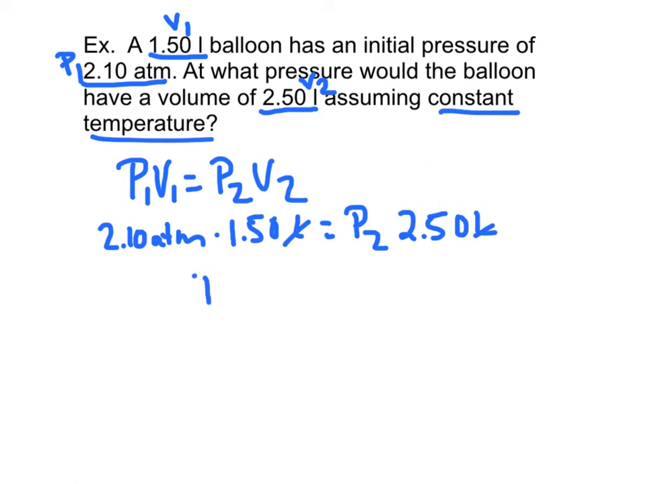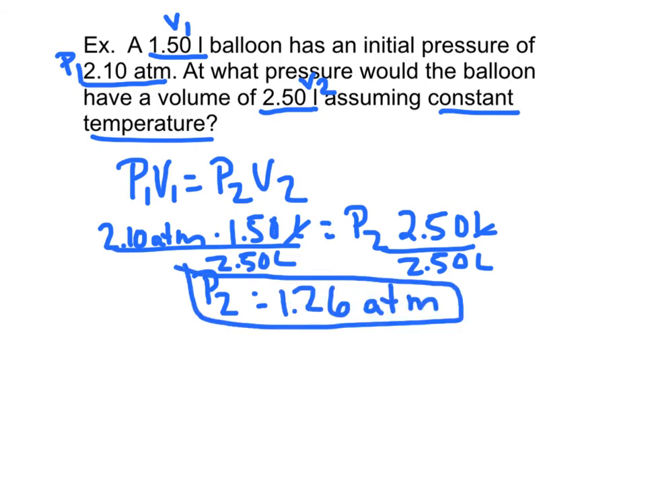In order to get the P all by itself, I have to divide both sides by 2.50 liters, so that's over 2.50 liters, and I end up with 1.26 atmospheres. Now, I did that in the correct number of sig figs also. They all had 3 sig figs.